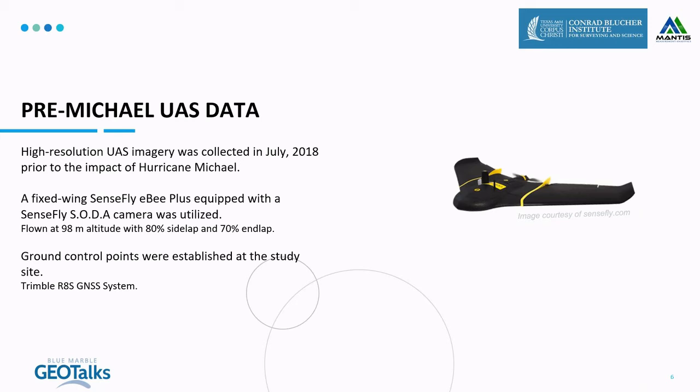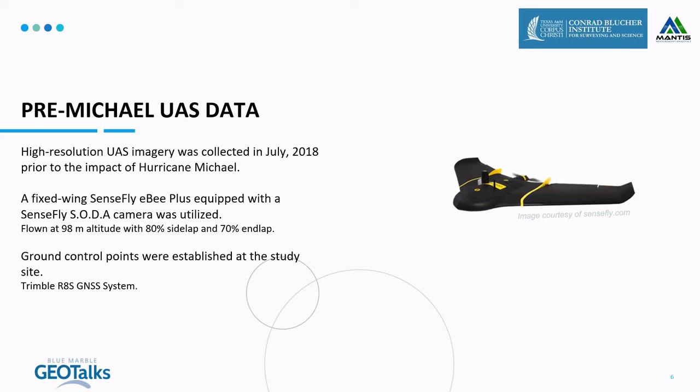All right, moving into data taken before the hurricane made landfall. So we collected high resolution UAS imagery before Hurricane Michael. In July 2018 is when our survey team went out to do that. And this is the data we collected, and I'll walk through the steps to eventually create an elevation model. That data was collected using the fixed wing SenseFly eBee Plus, as pictured here, and it was equipped with just an RGB camera called the SenseFly SODA camera.